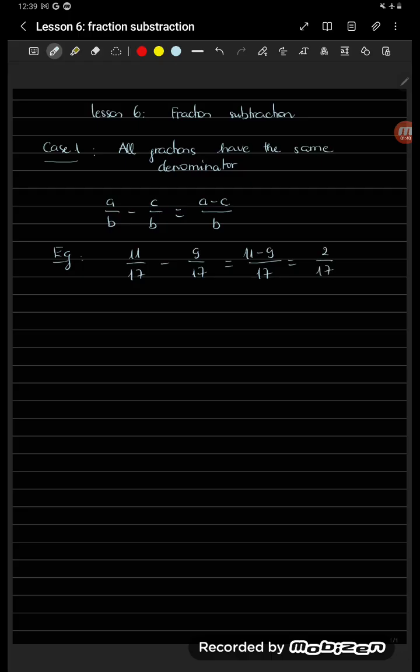Okay, so case one is very easy and simple because both of them already have the same denominator, so you don't need to do much work. It's just a one-step process: take the two numerators and subtract, the first one subtract the second one, and then we keep the denominator the same as the two original fractions, and that's the answer.